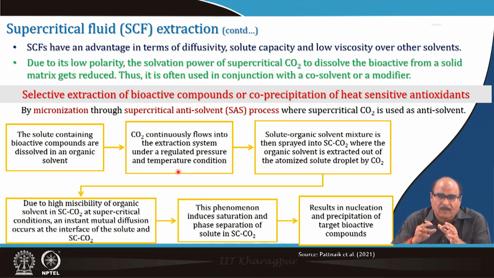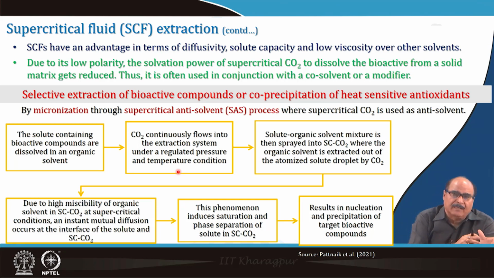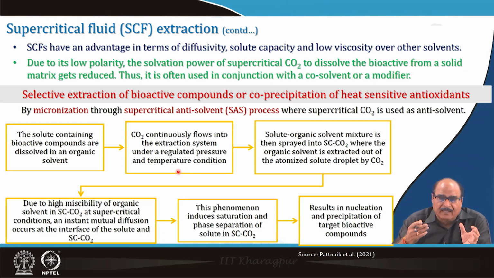So, many times, depending upon the nature of the compound which we are extracting, a co-solvent or entrainer, generally ethyl alcohol or ethanol, is used. So, selective extraction of bioactive compounds or co-precipitation of heat sensitive antioxidants can be done using supercritical fluid (SCF) as well as a mixture of SCF and entrainer or co-solvent.